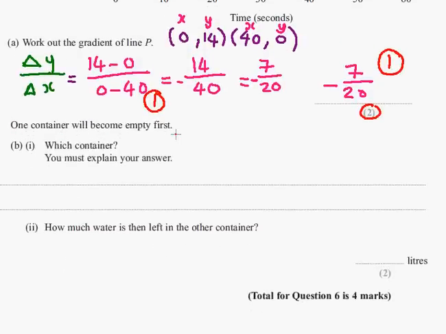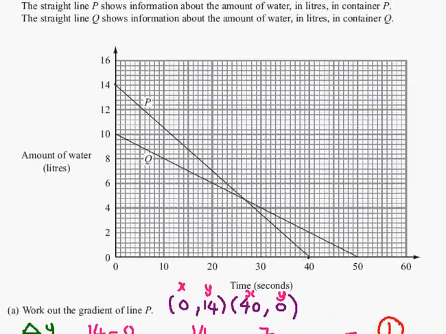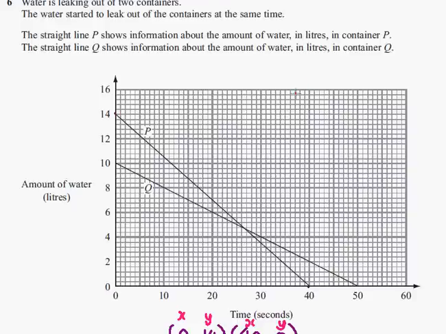So one container will be emptied first. Part B, part 1, says which container, and you must explain your answer. Okay, well, let's have a look then. So which container will be emptied first, and you have to explain your answer. Now we've got P and we have Q. So as time goes by, you can see the amount of water is decreasing, and at this point it hits 0. So that must mean if there's 0 amount of water in there, at 40 seconds, container P has 0 water in there. Okay, at that point, 40 seconds, container Q still has 2 litres in there.